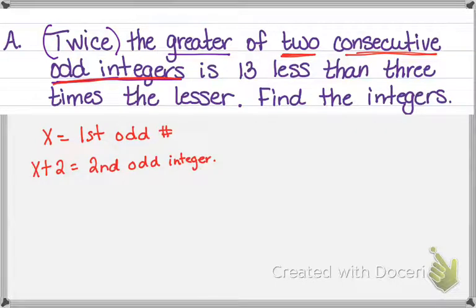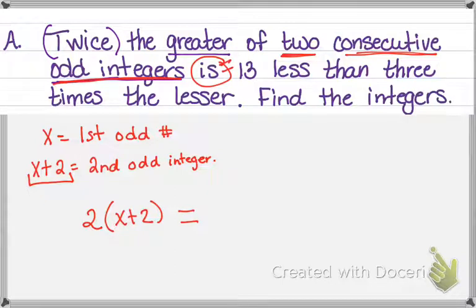All right, so now we have the variables and we have them defined. Now we're going to set up our algebraic equation. So it says twice the greater of the 2. Well, which one's greater? Well, x and x plus 2. It's got 2 more than x, so x plus 2 is the greater. So x plus 2 is our greater, and it says twice that, so times 2. And it says is, so is means equals.